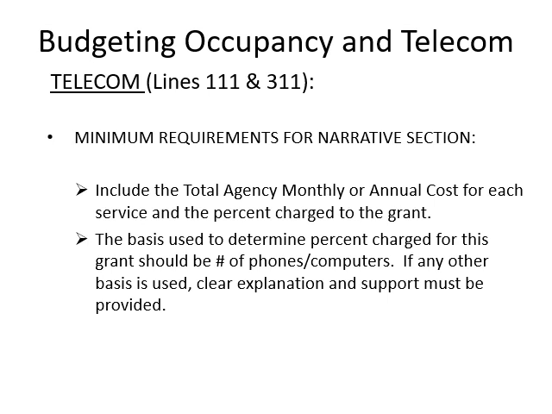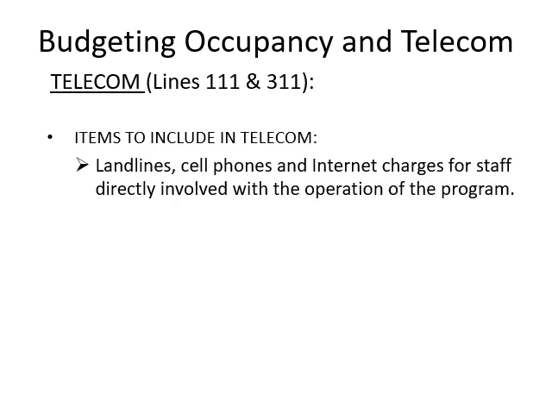The minimum requirements for the narrative section of the telecom budget: you must include the total agency monthly or annual cost for each service and the percentage charged to that grant. The basis used to determine the percentage charge for this grant should be number of phones or computers. If any other basis is used, again, a clear explanation and support must be provided. Items in general to include in the telecom budget would be landlines, cell phones, and internet charges for staff directly involved with operation of the program.